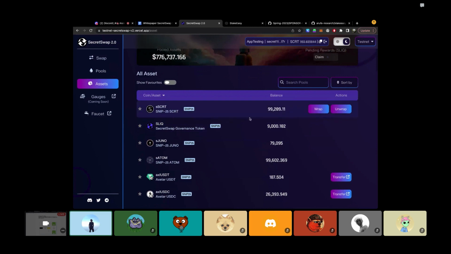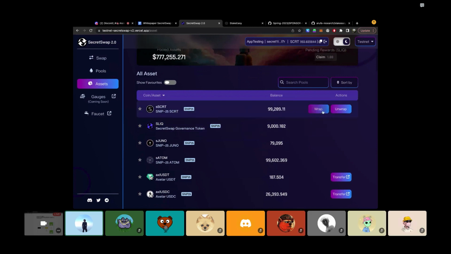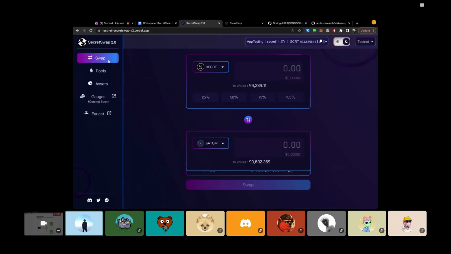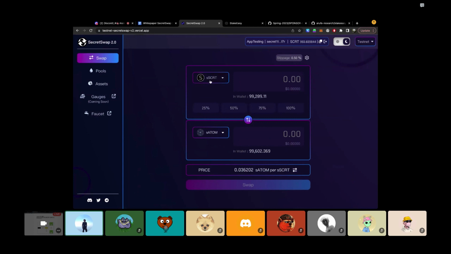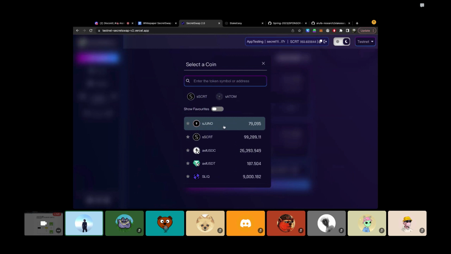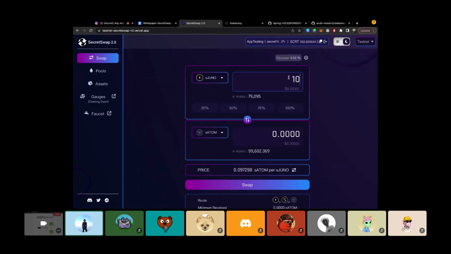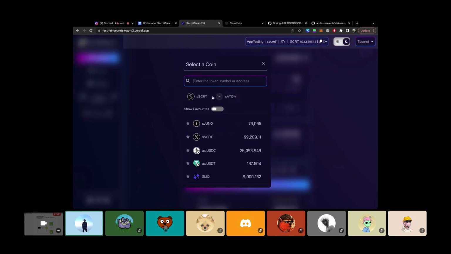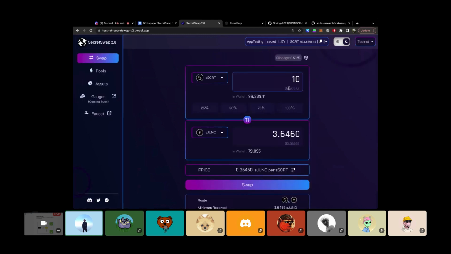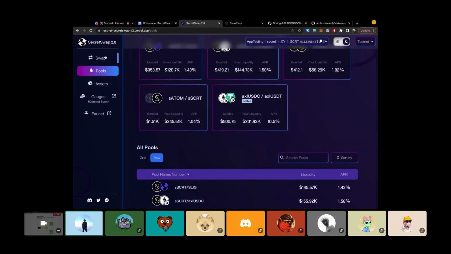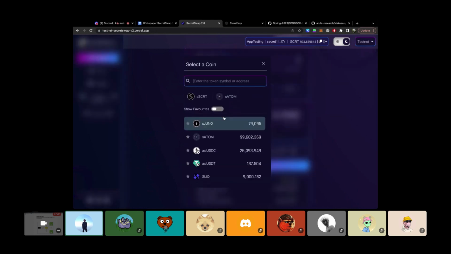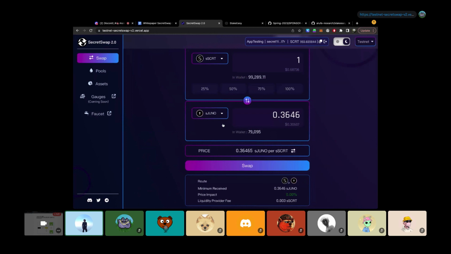You need to first convert that SCRT into SSCRT. You can do this using the wrap function here. Now you'll have some SSCRT, which you can trade. Let's say I want to trade it for Juno. I would convert my SSCRT into Juno. Oh, I think someone messed up the liquidity, but yeah, this does not actually represent the actual value of these tokens because these are test tokens.